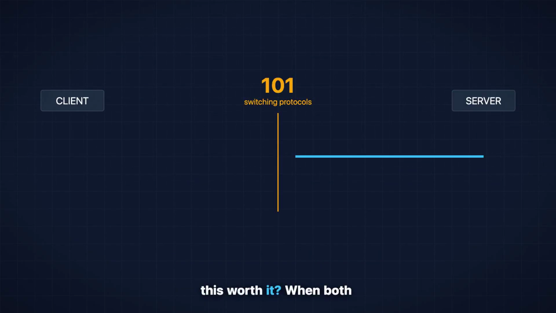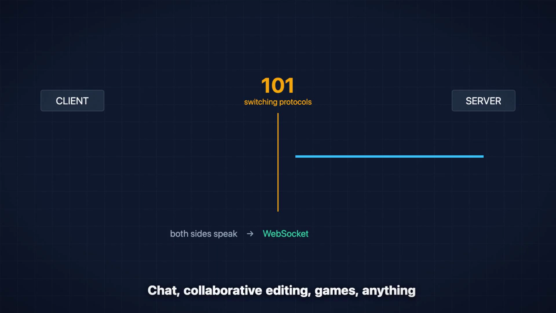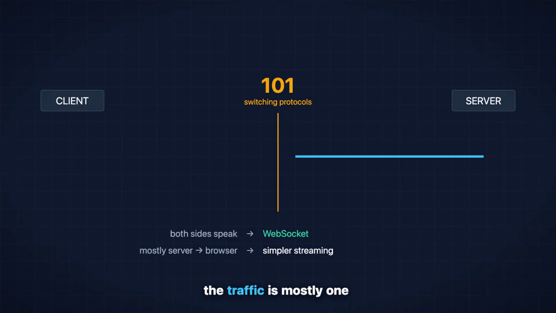So when is all of this worth it? When both sides genuinely need to speak. Chat, collaborative editing, games, anything where what you do changes what someone else sees. When the traffic is mostly one way, server to browser, there are simpler ways to send it. And you'd be paying all of this cost for a conversation that only goes one way. And if an update every so often is good enough, a plain request now and then is still a perfectly good answer. Plenty of very serious software works exactly that way, quietly, without any of this.